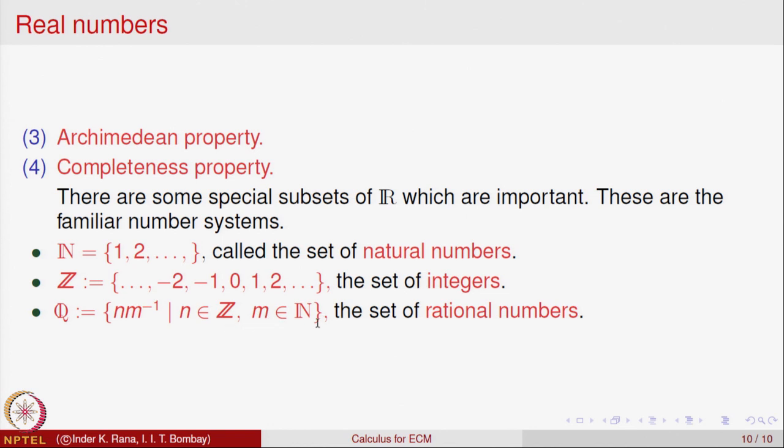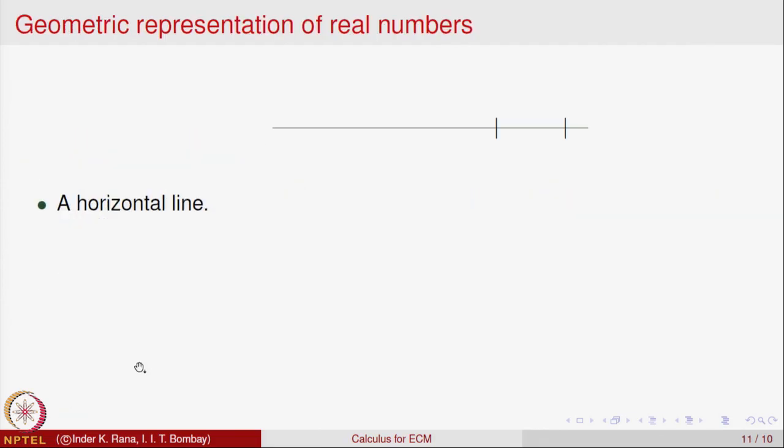So, because m is a natural number, it is not equal to 0. So, it will have a multiplicative inverse m inverse. Take the product of this with n and you get a new number. The collection of all such numbers is denoted by script Q and called the set of rational numbers. In our familiar notation, if m inverse is written as 1 over m, then this is just n over m, right, the fractions that we are familiar with. So, this is the set of rational numbers.